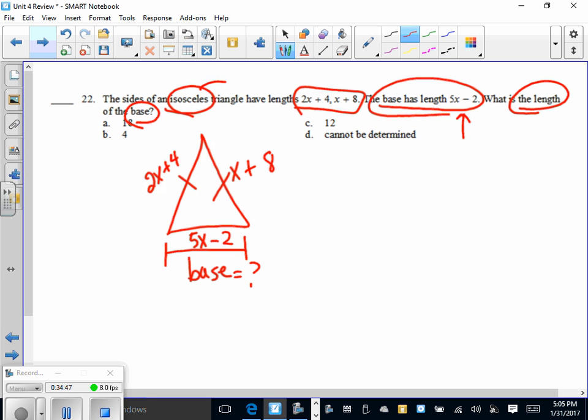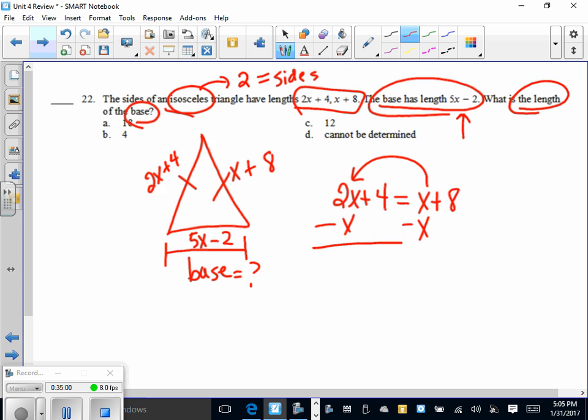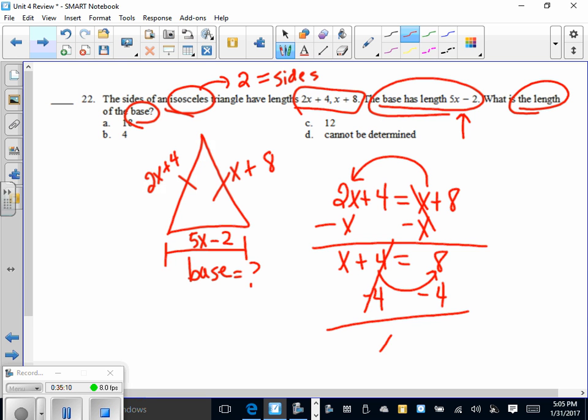Isosceles triangle, 2 equal sides. So that means the 2x plus 4 is equal to the x plus 8. So I need to move x over here. I'm going to get x plus 4 is equal to 8. Then I move 4 to the other side by subtracting. So I'm going to get x is equal to 4.